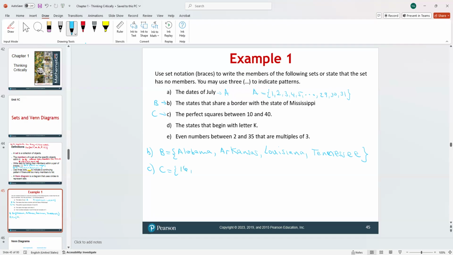I'll take 16. Then what would be the next one? If you do 4 times 4, 16, what's the next? Yes, 5 times 5, 25. 6 times 6, 36. 7 times 7, 49. But we don't need to go to 49 because they asked us only between 10 and 40. 3 times 3 is 9, but 9 comes before 10, and they said 10 to 40, so we cannot reach any number above 40. If we take 49, it would be above 40.